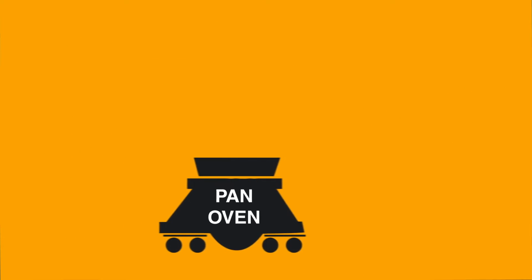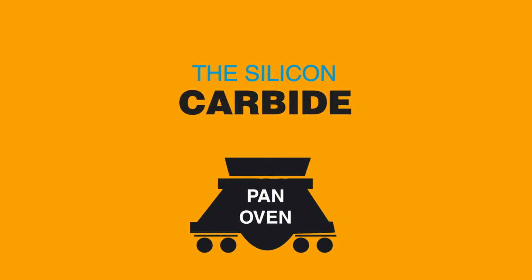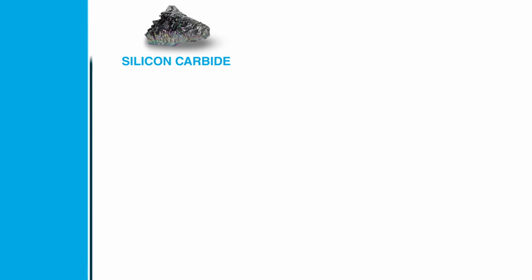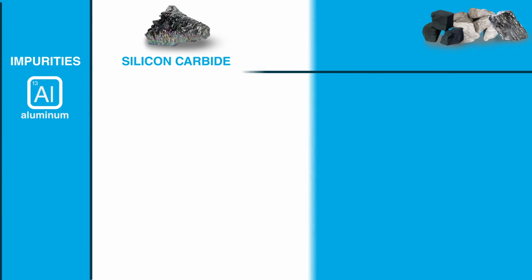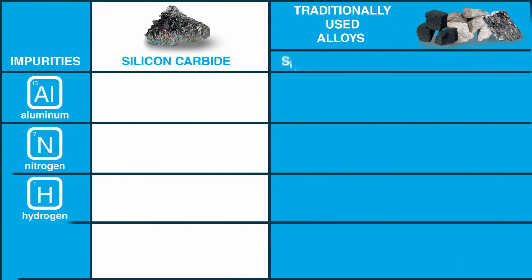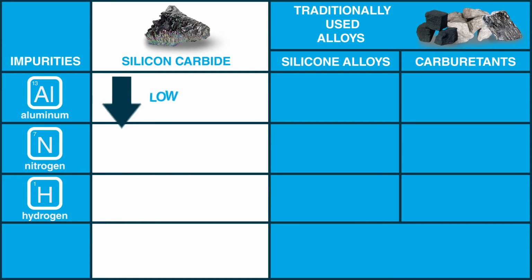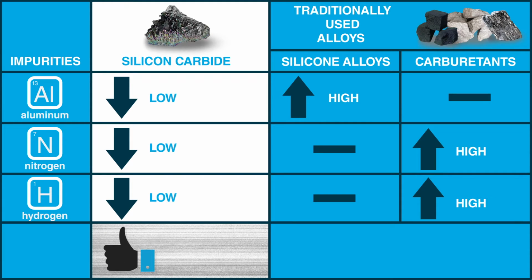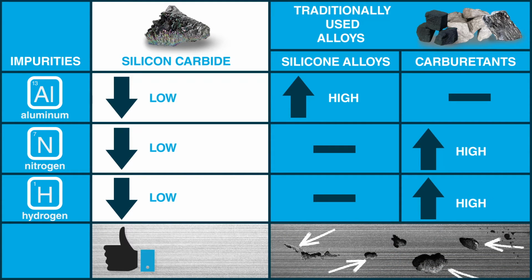In the pan oven, the silicon carbide is added as an alloying element to incorporate silicon and carbide into the liquid metal. The use of silicon carbide in steel, compared with iron silicon, graphite, or coke, is much more advantageous. Its level of impurities is much lower in relation to its competitors, especially in the elements hydrogen, nitrogen, and aluminum, which can lead to porosity or inclusions that weaken the final product.